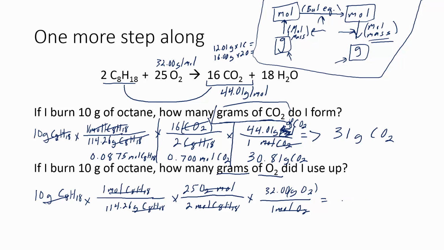Now we just punch through the numbers. So 10 divided by 114.26 times 25 divided by 2 times 32. And as long as my calculator is not lying to me, that tells me I needed 34.9, so 35 grams of oxygen to exactly burn up 10 grams of octane. That's as hard as it can really get in this section. So as long as you got this, you feel good about it, we're pretty much all set.